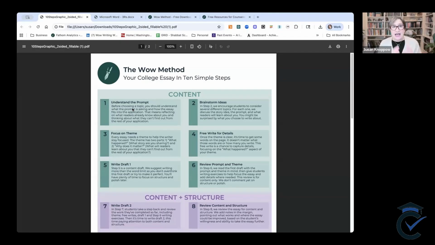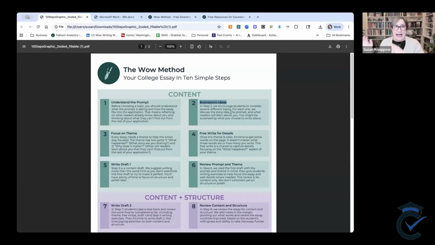So we start with content. There are 3 phases that an essay goes through: content, then structure, then polish. Often, and many of you probably do this, often people start with what we would consider step 2, brainstorming ideas. We sit down with a student, we ask them a million questions, we try to dig in and find the hidden jewel about them that they don't know about themselves. And we talk and we talk and we talk and we talk.